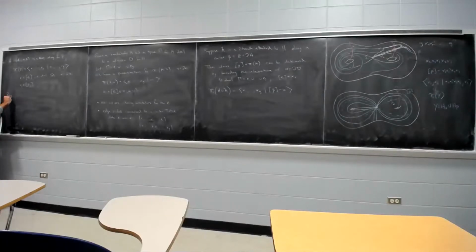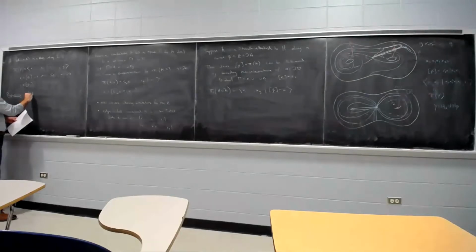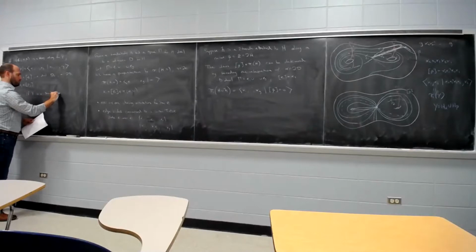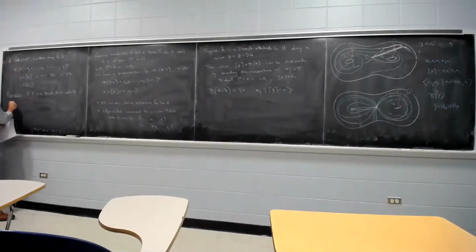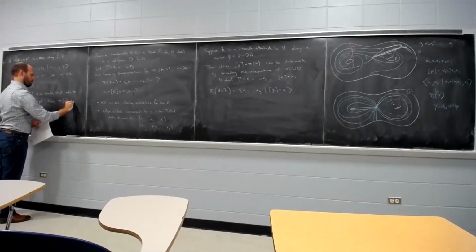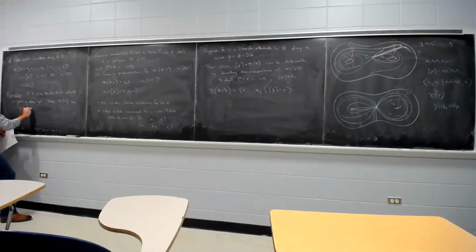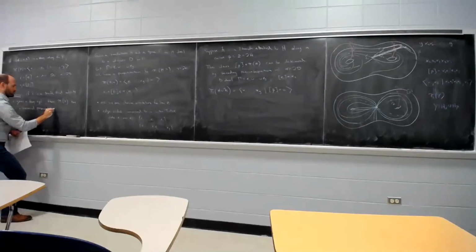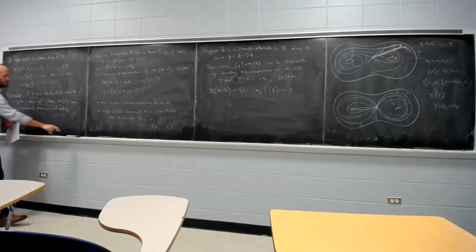Okay, so let's record this as a proposition. If Y is a 3-manifold that admits a genus g Heegaard splitting, then pi1 of Y has a balanced presentation of rank g.